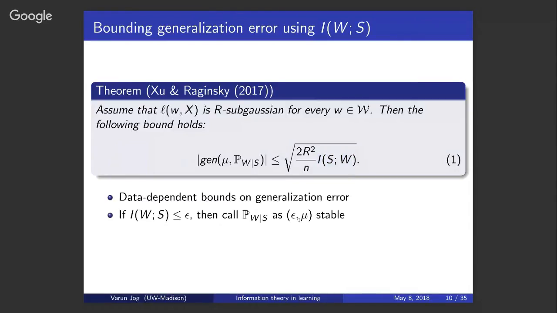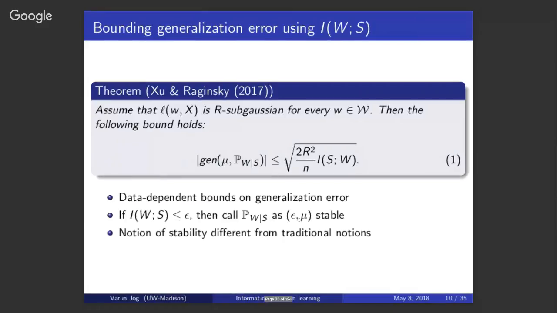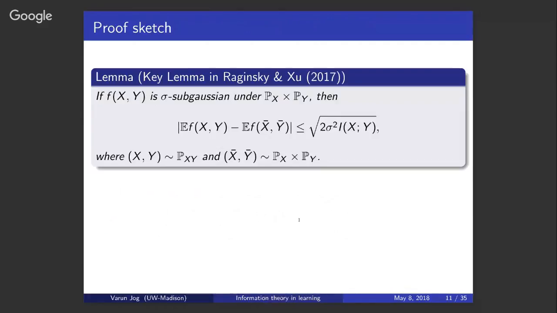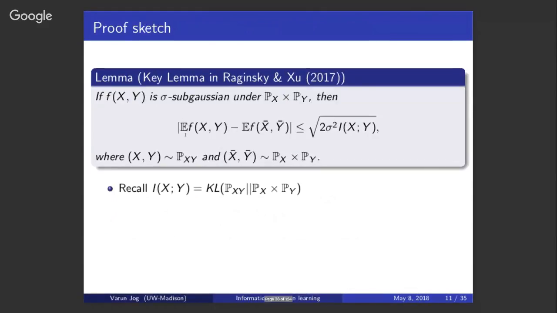Again, the previous bounds that people had up to this point were not data dependent; they were purely algorithm dependent. So that was something interesting about this paper that I thought was quite interesting. And so I'll skip the proof sketch, but essentially what it does is you try to use a characterization.